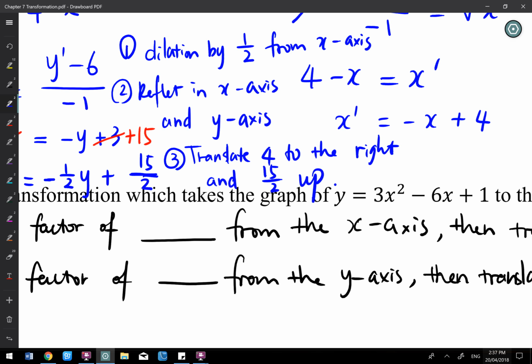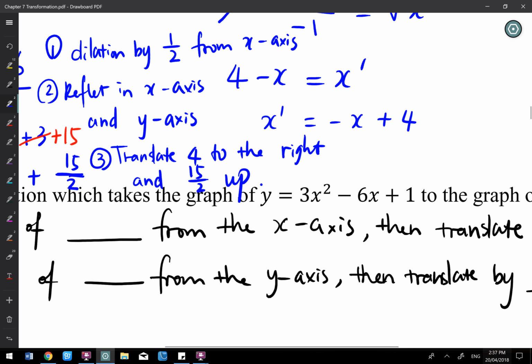For this question, you can talk about x first and then talk about y. That's alright as well. What happens to the horizontal and what happens to the vertical is not going to influence each other. For example, you can talk about x first. This is a reflection in the y-axis and then translate 4 units to the right.